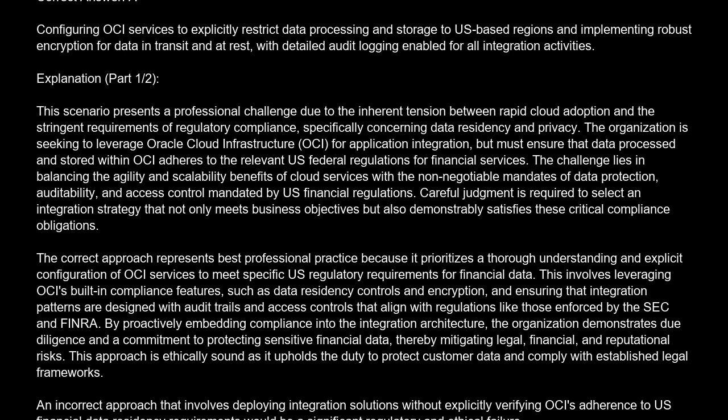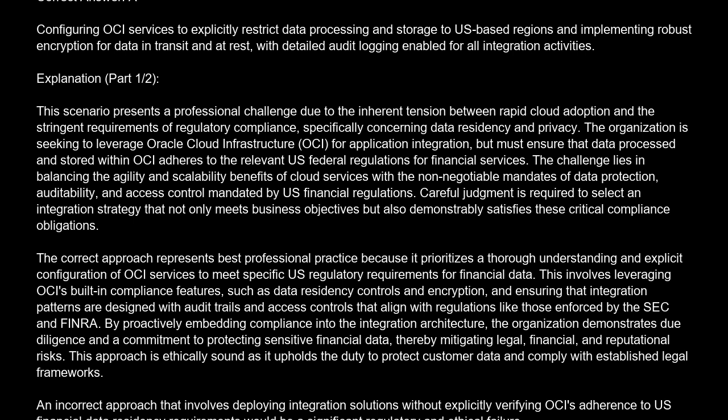The challenge lies in balancing the agility and scalability benefits of cloud services with the non-negotiable mandates of data protection, auditability, and access control mandated by U.S. financial regulations. Careful judgment is required to select an integration strategy that not only meets business objectives, but also demonstrably satisfies these critical compliance obligations.